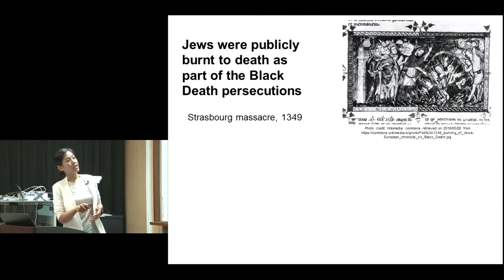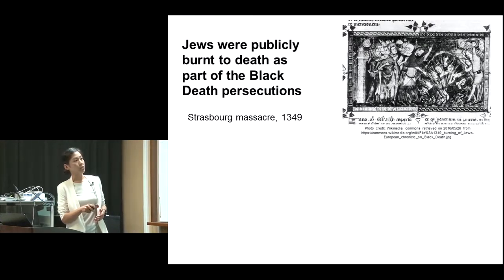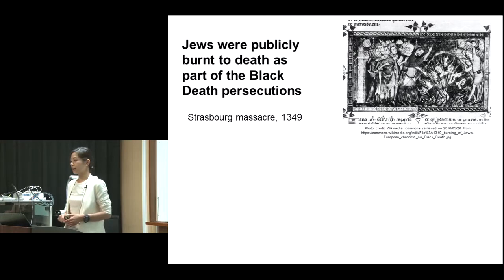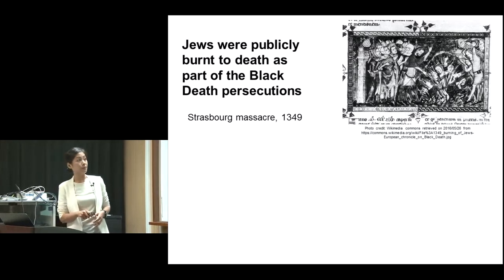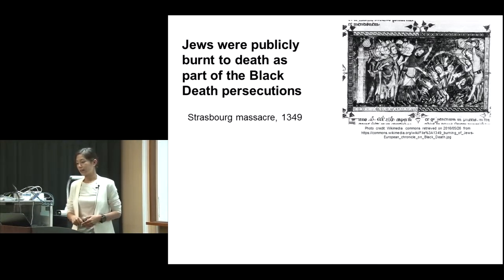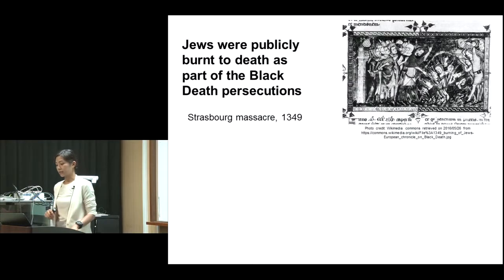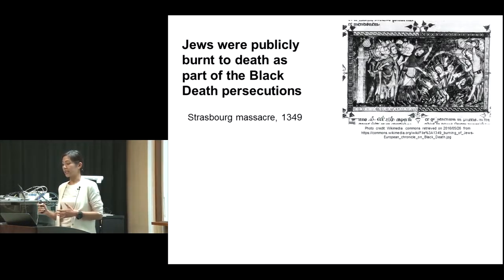The photo here shows the Black Death persecutions, a series of violent attacks on the Jewish communities that were blamed for the outbreak of Black Death in Europe during those 1340s and so on. Accusations spread that Jews were deliberately causing the disease by poisoning the wells.